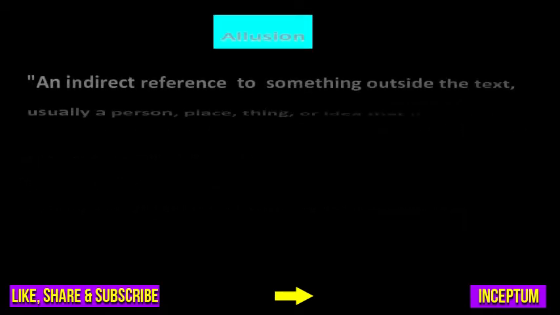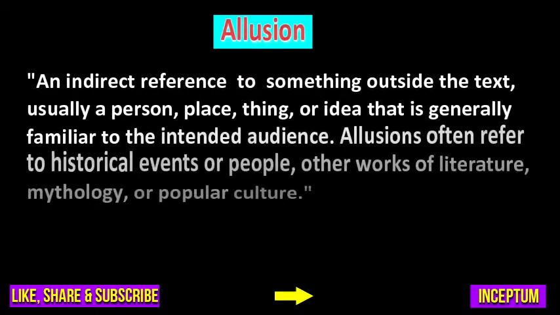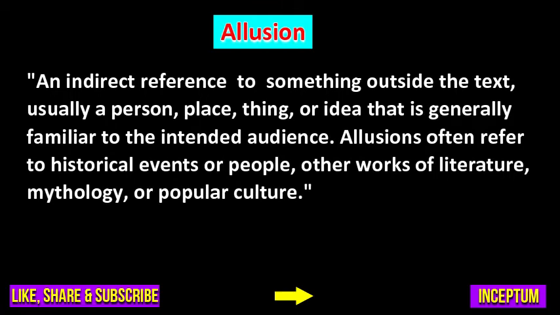Allusion: an indirect reference to something outside the text, usually a person, place, thing or idea, that is generally familiar to the intended audience. Allusions often refer to historical events or people, other works of literature, mythology, or popular culture.